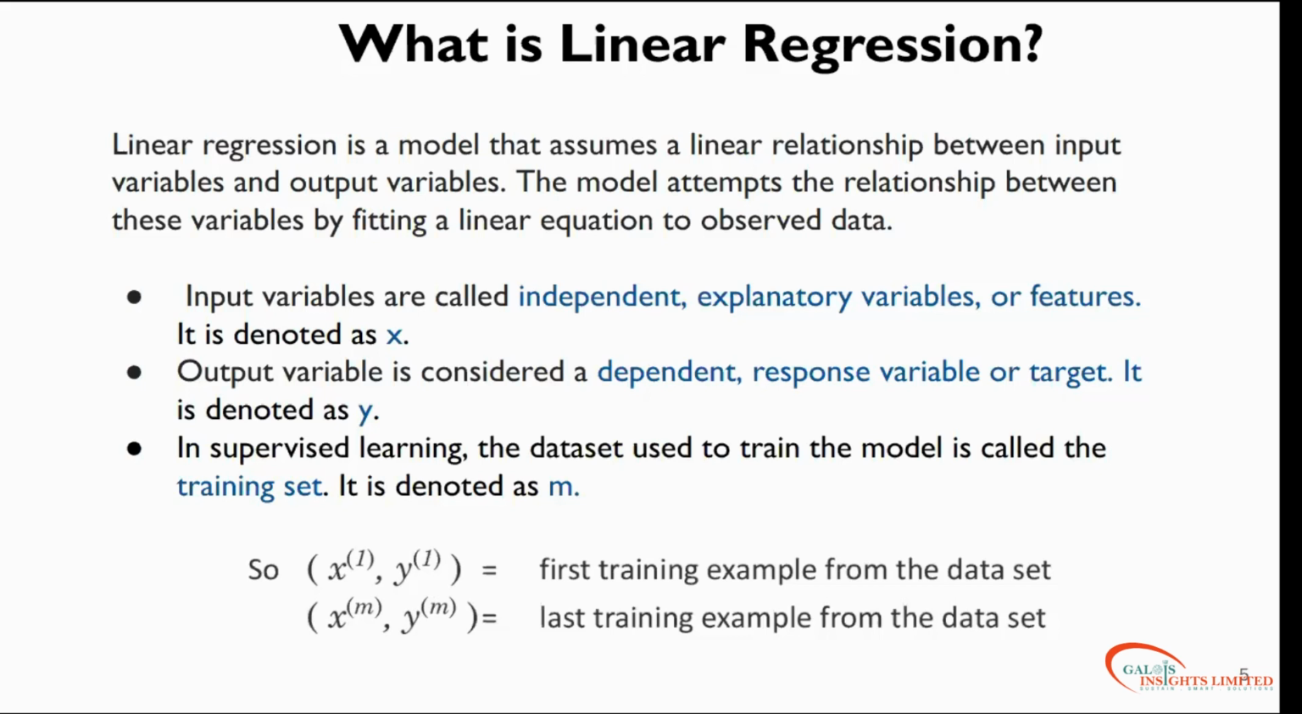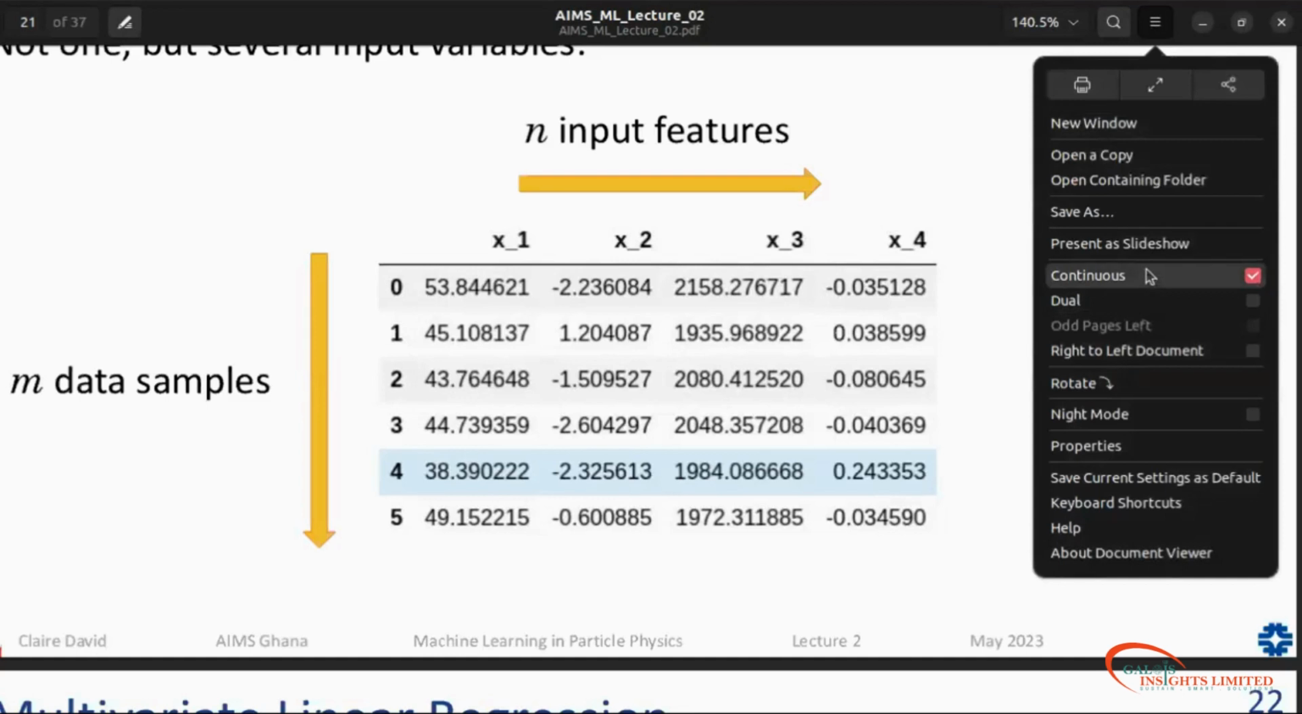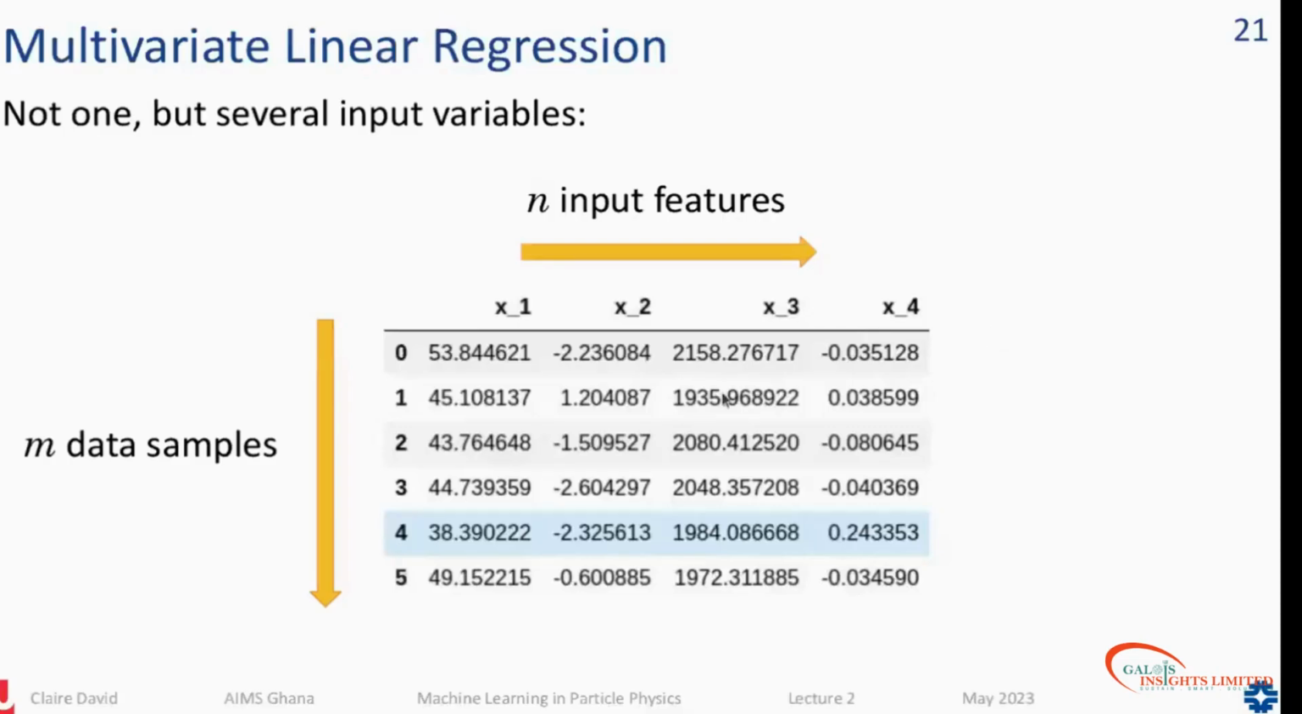So let me try and see if I can get a dataset to explain what I'm trying to mean by the input features that I was talking about. What you see here is simply a multivariate linear regression, which means that here we have several input features.